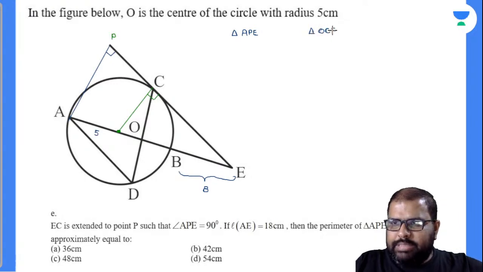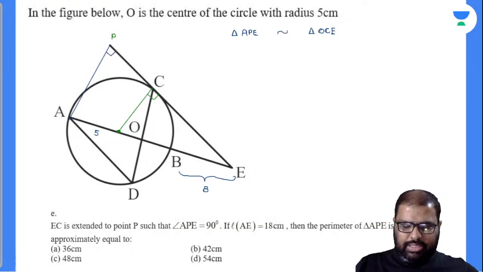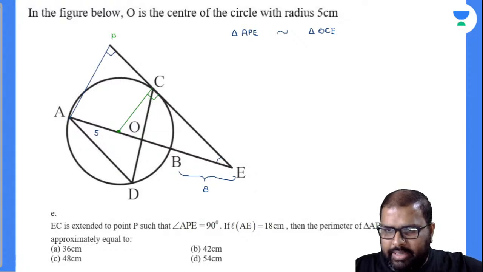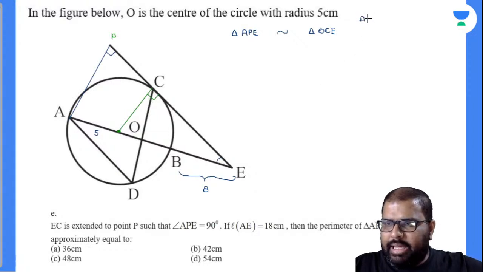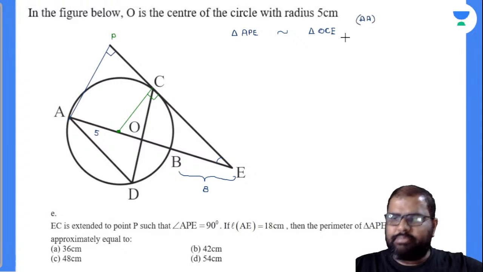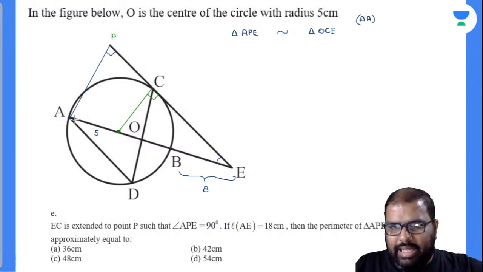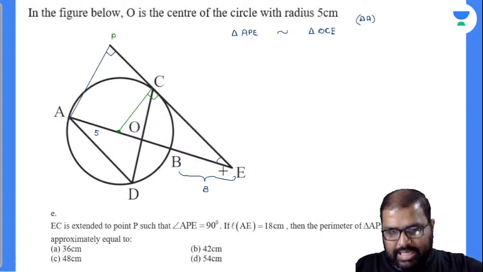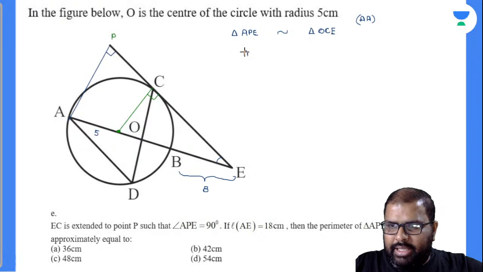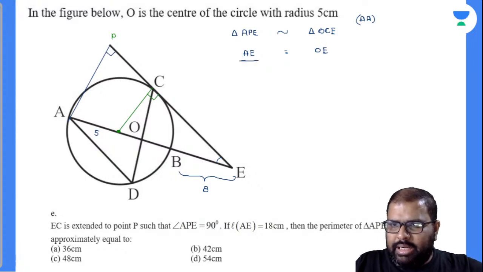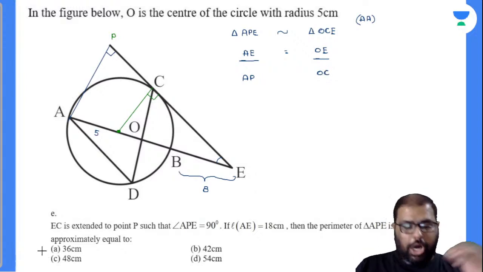Now these two are similar triangles. How? Angle P and angle C are 90 degrees in both triangles, and they have a common angle E. So by the AA property, I can say these triangles are similar. These two triangles reside on the same base, AE. In triangle APE, AE corresponds to OE in triangle OCE. Hope you are getting my point. Now in triangle APE, AP corresponds to OC. How much is the AE value?